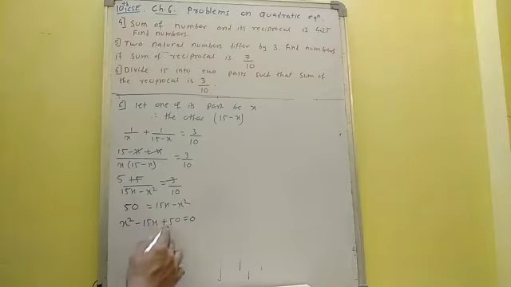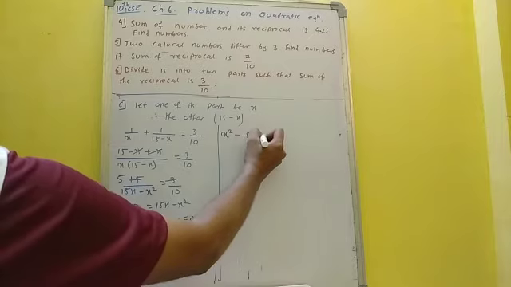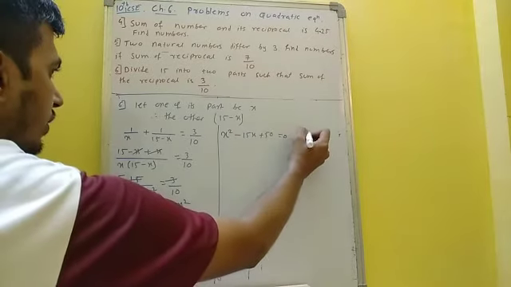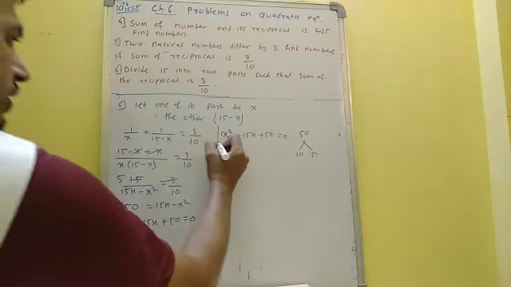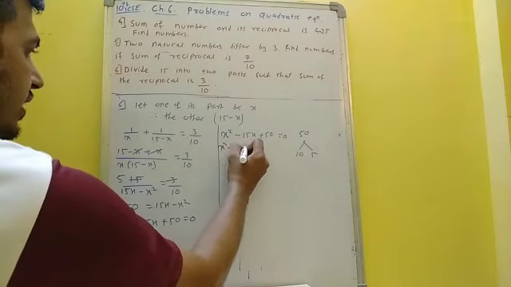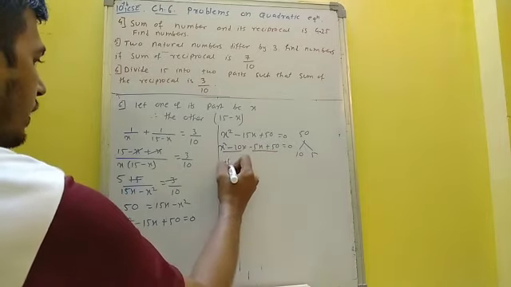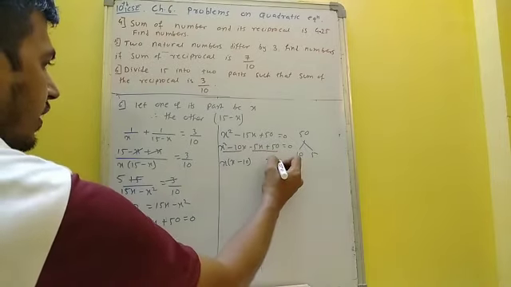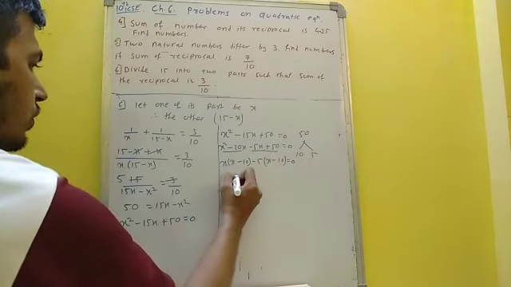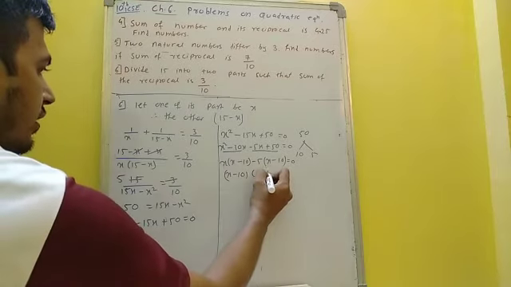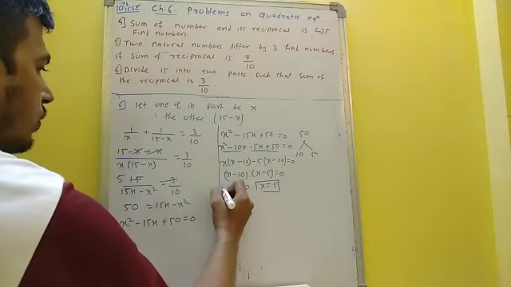So now we have a quadratic equation: x square minus 15x plus 50 is equal to 0. We need to split 50 such that in addition I should get 15. So 10 and 5 is very easy. So x square minus 10x minus 5x plus 50 is equal to 0. X into x minus 10, minus 5 into x minus 10. Signs have changed. So x minus 10 and x minus 5 is equal to 0. X is equal to 10 and x is equal to 5.